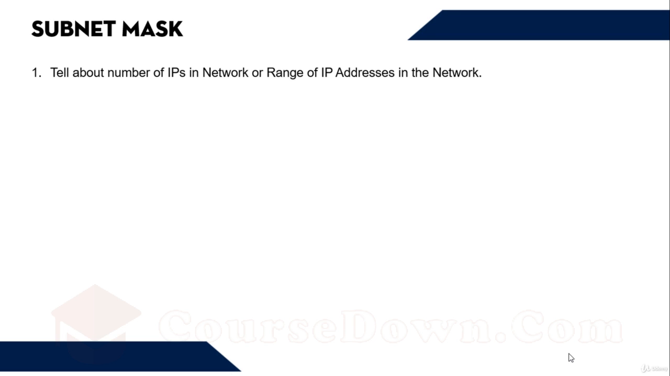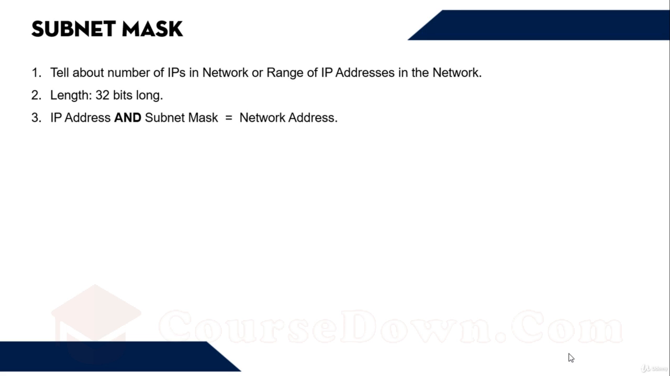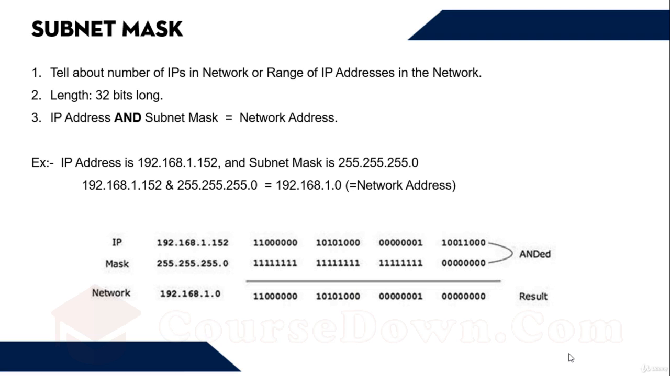Now let's discuss the subnet mask. A subnet mask tells you the number of IPs in a network, or the range of IP addresses in the network. Its length is 32 bits, and the IP address and the subnet mask together determine the network's address. For example, the IP address is 192.168.1.152 and the subnet mask is 255.255.255.0, and this is well described with the help of a diagram.